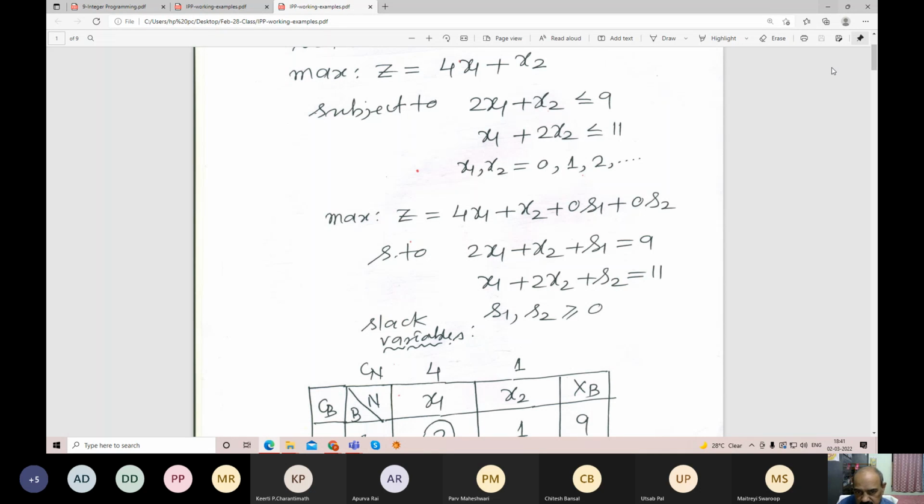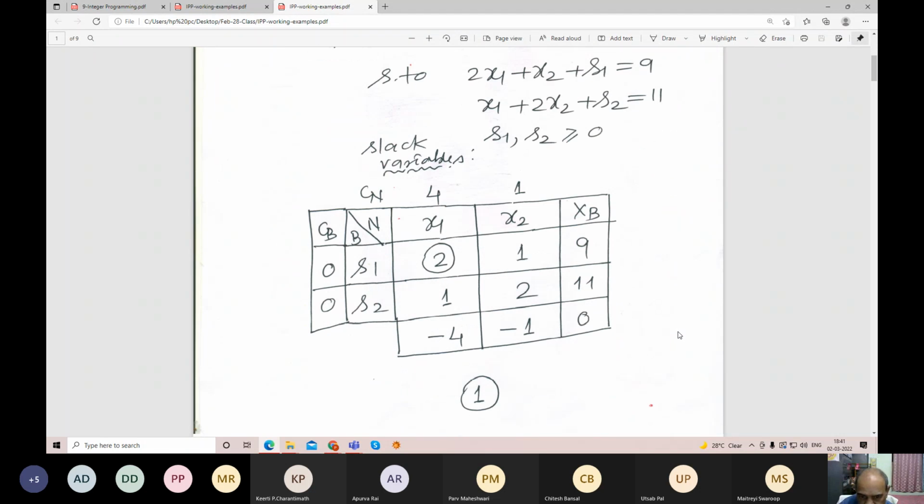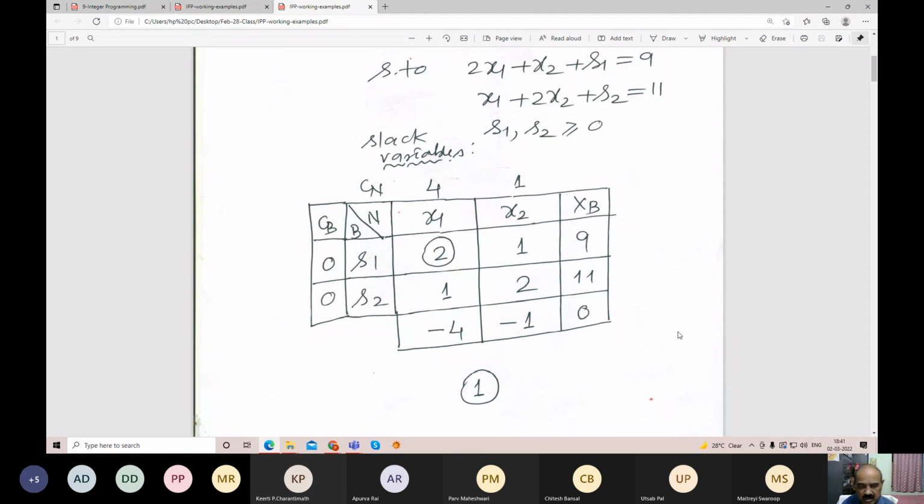There are two inequations. We include slack variables. Slack variables can be x3, x4 or s1, s2. So x3, x4 you can make as slack variables, or s1, s2. Then after including the slack variables, present the condensed form of the simplex table. This is the condensed form of the simplex table.